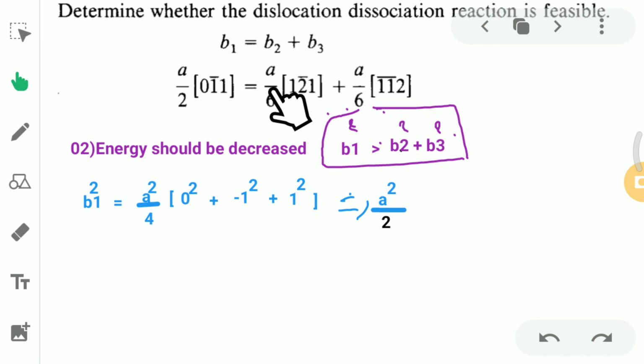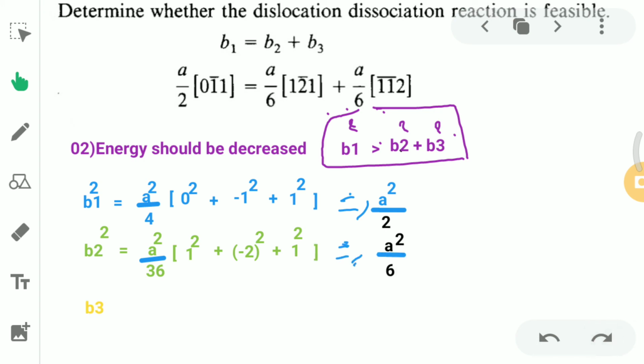If we square the b2 term, b2 square will be a square by 36 into 1 square plus 2 square plus 1 square, which means 6. So it is equal to a square by 6. Like that we need to do for b3. Here a by 6 squared is a square by 36 into minus 1 square, minus 1 square, 2 square. This will also be a square by 6.